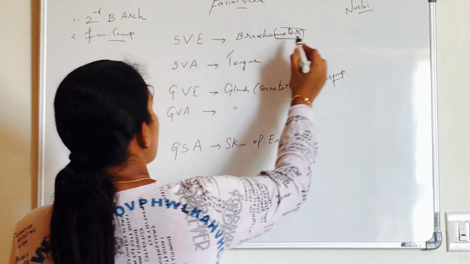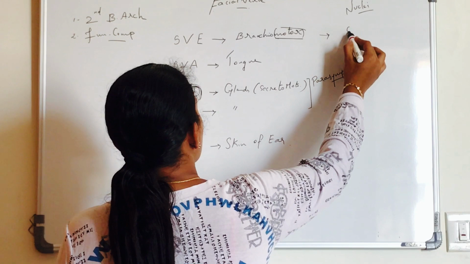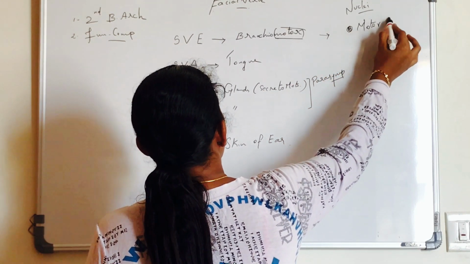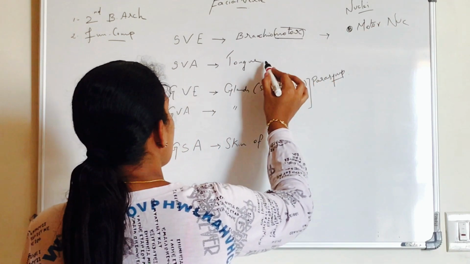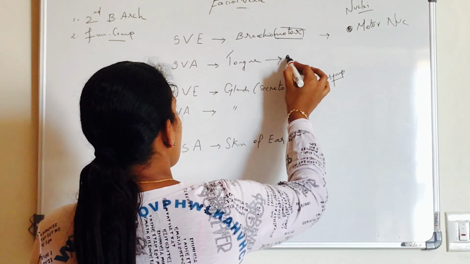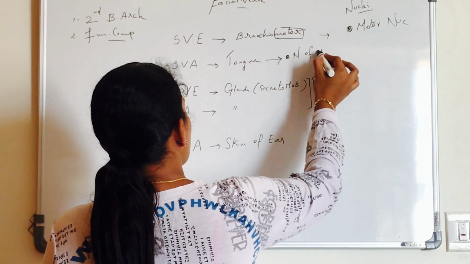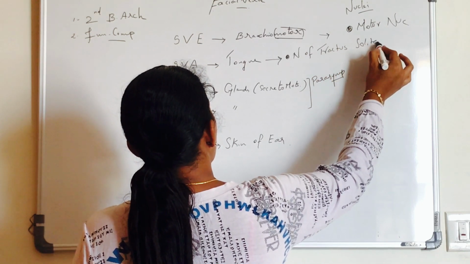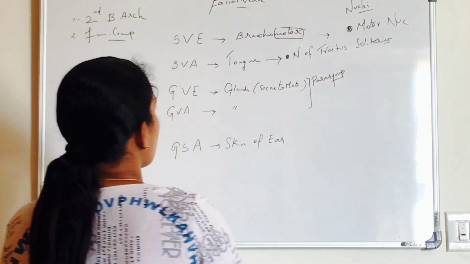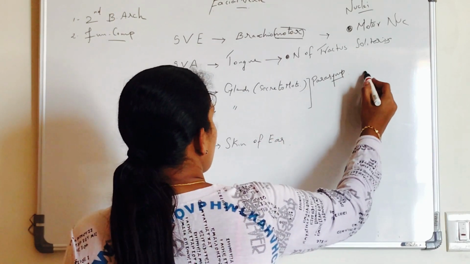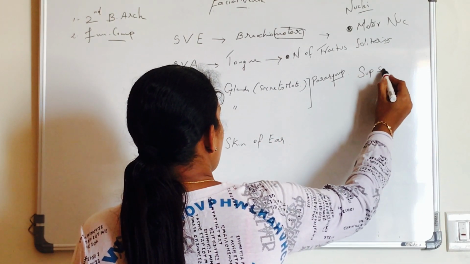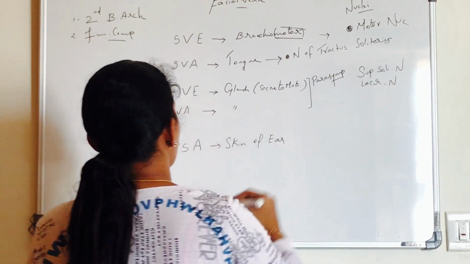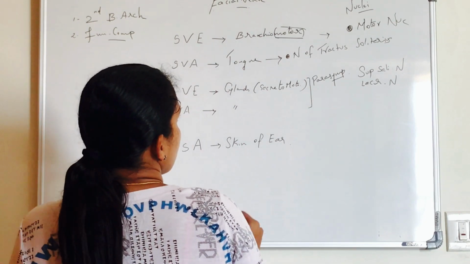Now what are the nuclei related to these functional components? For branchiomotor, it is the motor nucleus of facial nerve, and special visceral afferent from the anterior two-third of tongue, the nucleus involved is nucleus of tractus solitarius for taste sensation. And general visceral, that is parasympathetic. What are the glands related to facial nerve? It is salivary gland and lacrimal gland. So superior salivatory nucleus and lacrimatory nucleus.